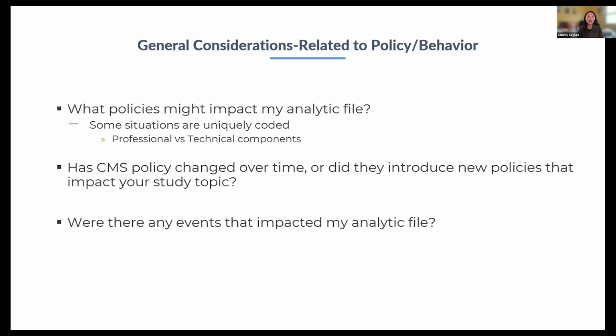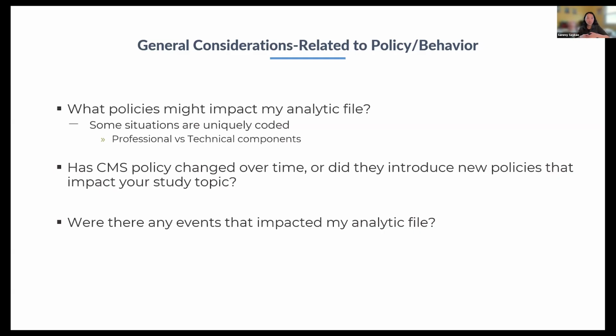So now let's go ahead and talk about things related to policy and behavior. So when you're thinking about anomalies or quirks that you see in your data, what policies might be impacting that? So some situations might be claims manual processing related. So there's something called professional versus technical components.